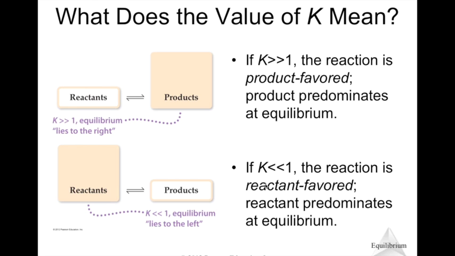The reverse is true. If k is much less than 1, the reaction is now reactant favored. So again, if you're thinking about your fraction, maybe it's like 1 over 250 or something like that, you've got a lot more reactants in that case. So the reactants predominate, and so this equilibrium lies to the left. You'll see these terms a lot: lies to the left, or goes to the left, lies to the right, or goes to the right throughout this unit.